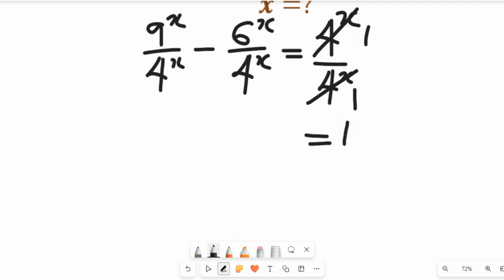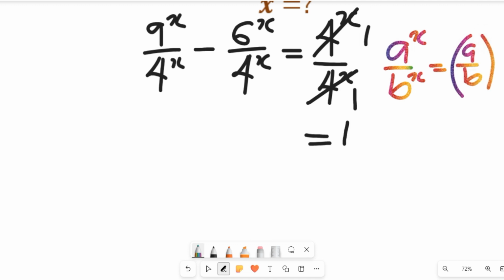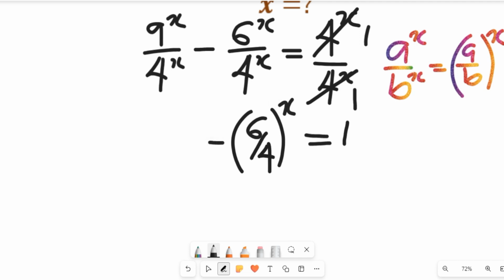On the left hand side, we are going to apply a law of indices. From that law, if you have a to the power of x divided by b to the power of x, this can simply be equal to a divided by b, and all will carry x because they have the same power. Same thing goes here. So this is going to give us 6 divided by 4 all to the power of x, and 9 divided by 4 all to the power of x.